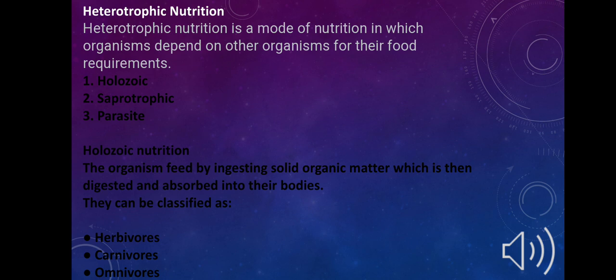Carnivores feed on other animals for their food, like tigers, leopards, lions. And omnivores are animals that can survive on either plants or animals for their food.